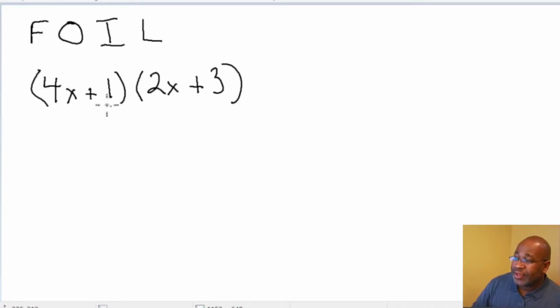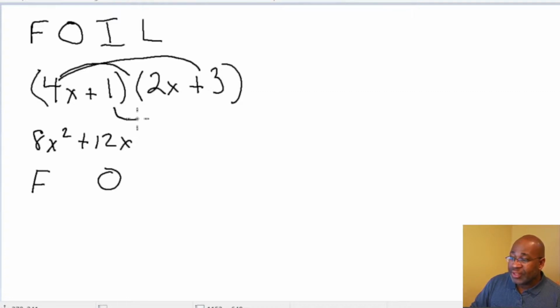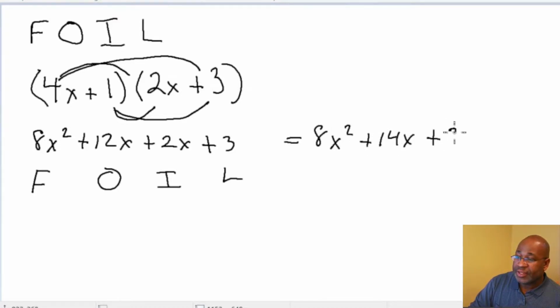So for an example here, we have 4x plus 1 times 2x plus 3. When we multiply this out, we take 4x times 2x, which gives us 8x squared. We multiply the first term in each of the binomials. Then we take 4x times 3. Those are the outer terms, so that gives us 12x. Then we take the inner terms, 1 times 2x, which is equal to 2x. And then the last terms, 1 times 3, which is equal to 3. And so from this, we get the result of 8x squared plus 14x plus 3.